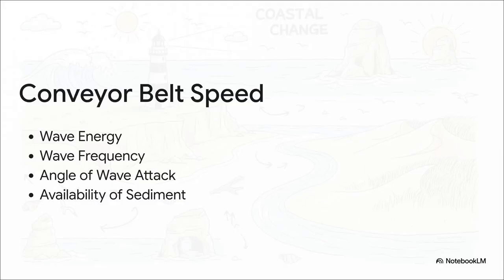But here's the thing. This coastal conveyor belt doesn't always run at the same speed. Nope. Its pace is actually controlled by a few key things. How much energy is packed into those waves? How often are they hitting the shore? I mean, a big winter storm is going to move way more material than a calm summer day. And, maybe most importantly, it all depends on what's available to move in the first place. A loose sandy beach is going to change a heck of a lot faster than a solid rocky shore.